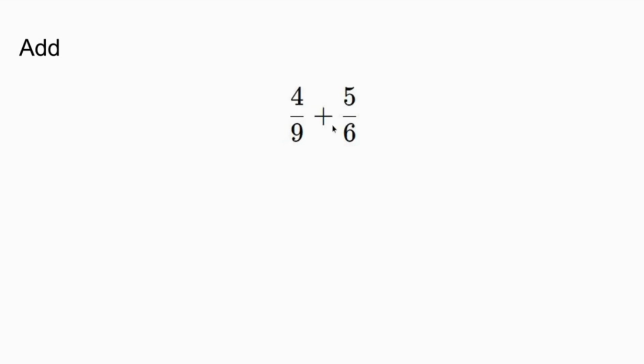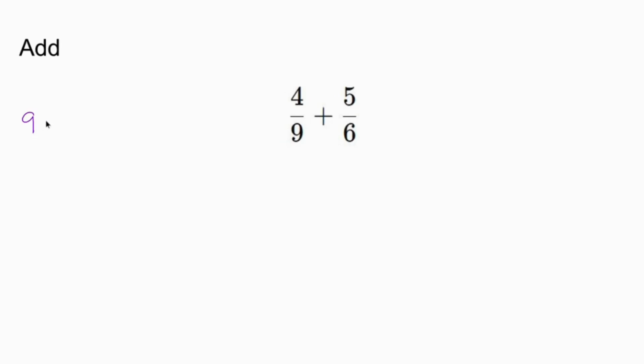Add 4/9 plus 5/6. Now, when adding fractions, you need to have the same denominator. These denominators are not the same, so I need to find a least common denominator. When the numbers are a little tricky, there's absolutely nothing wrong with going off to the side and doing the old-fashioned way of finding the least common denominator.